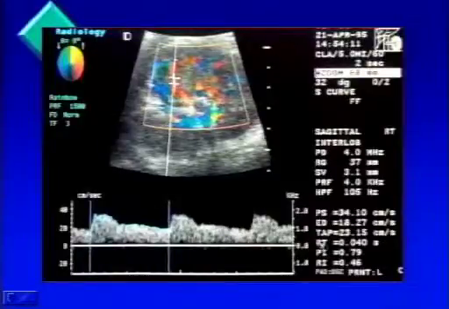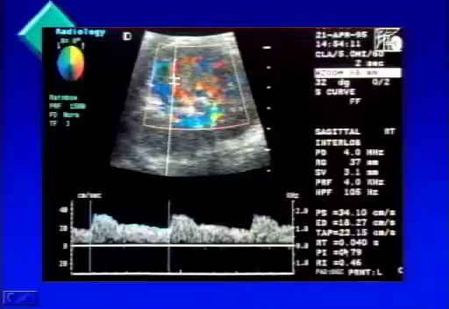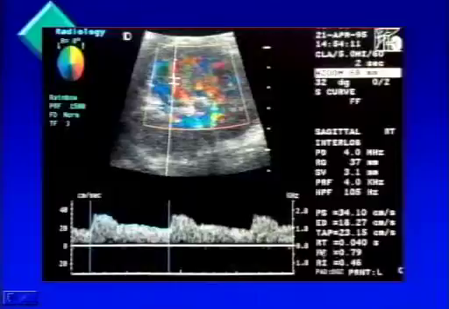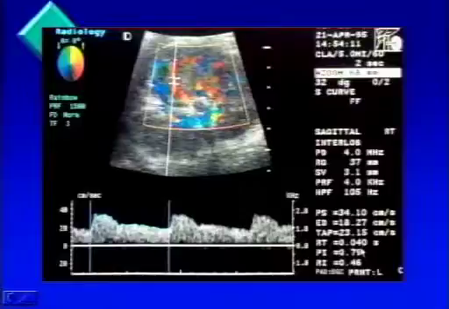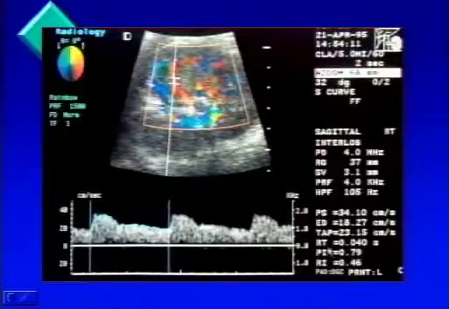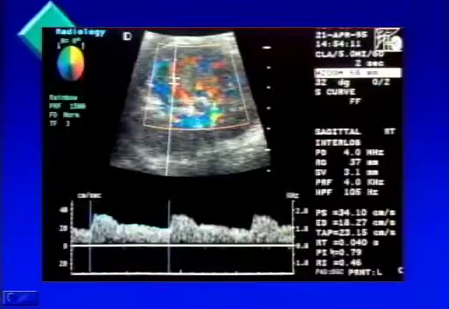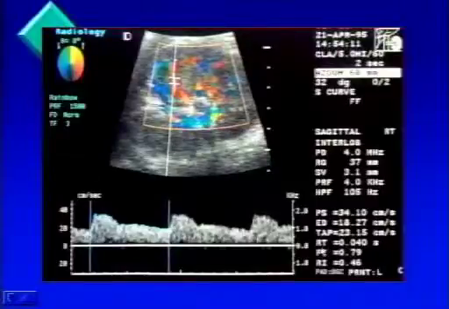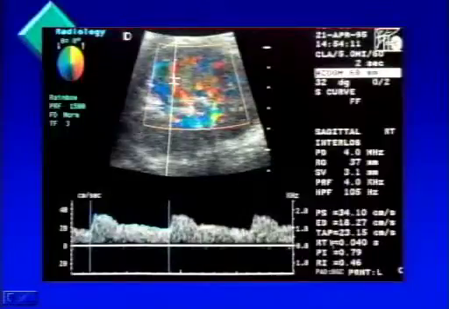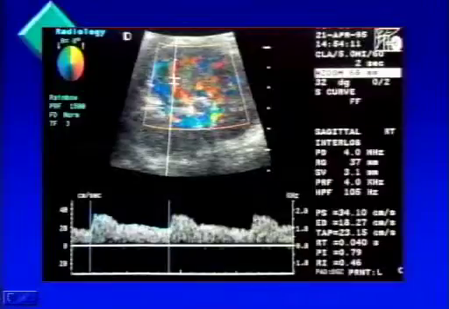And that number should be less than 0.07 seconds. And as you can see on this machine, it's actually labeled as RT for rise time, and it's 0.04 seconds, well below that normal value of 0.07 seconds. Some machines will actually indicate this measurement as AT for acceleration time. It's the same thing. Other machines might actually give you a little triangle, which is delta T for change in time. Any of those are actually measuring the time that it takes from end diastole to the early systolic peak.